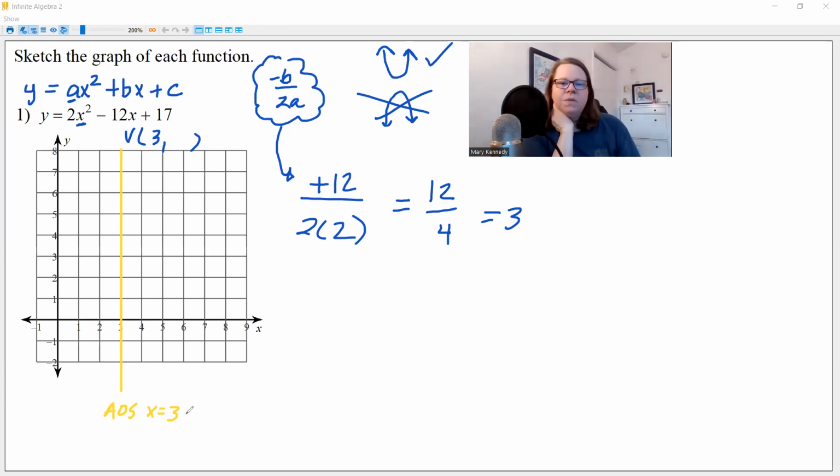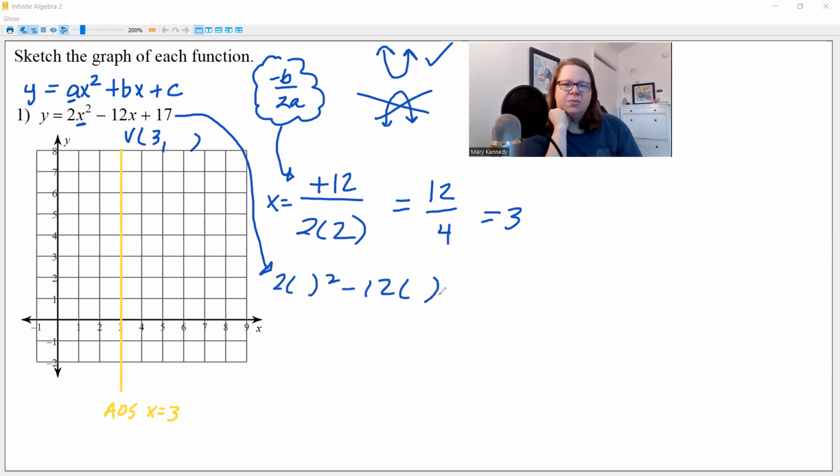So, all right, let's find the rest of our vertex. The way that we're going to do that is we're going to go back to the equation and substitute, because this was the x value of the vertex. So I'm going to go back to 2x squared minus 12x plus 17. And where the x's were, I'm just putting parentheses and I'm going to put the value of the vertex for the x coordinate, which is 3. So now I'm ready to just see what this equals.